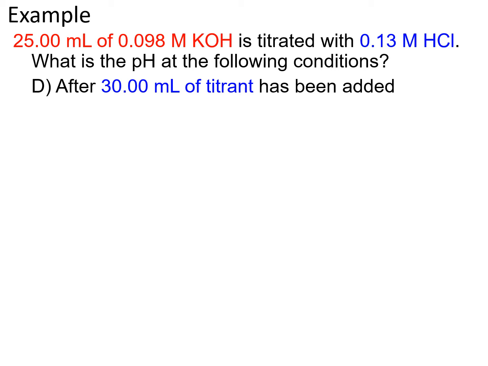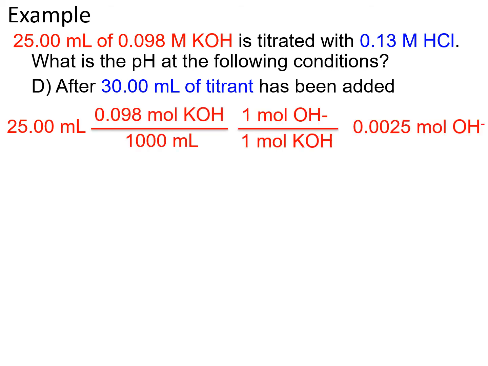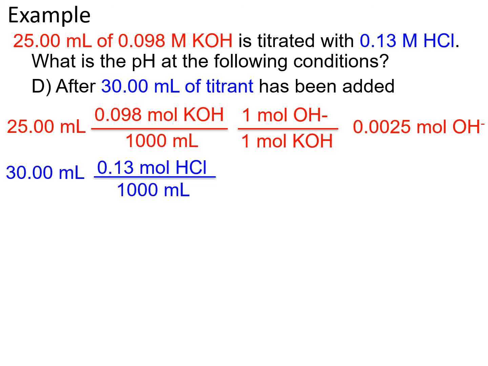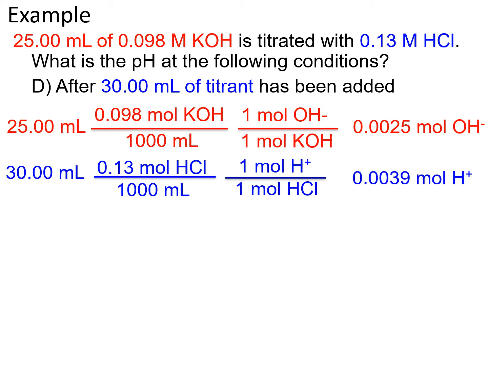Now, the next question involves 30 milliliters of titrant, which means we are going past the equivalence point. Just by looking at the molarity of my acid and my base, I'm going to have switched from having more base to having more acid. That doesn't mean we're going to start off any differently. We're still going to use our volume and molarity of our base to figure out how many moles of hydroxide we have. We're still going to use the volume and molarity of my acid to figure out how many moles of H+ I have.